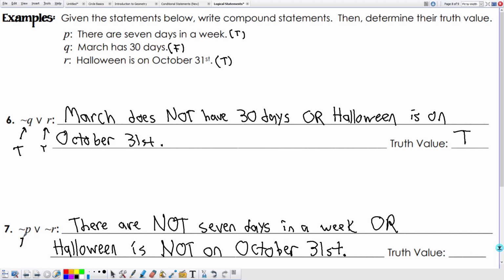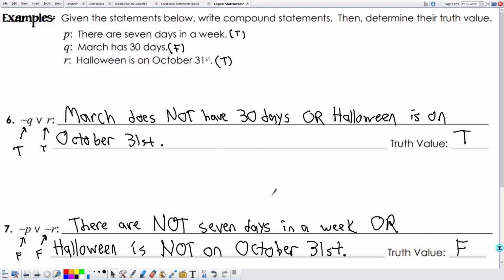So both of these would be false because their original truth values were true. Since we negated them, they end up being false. So the truth value in this one will be false as well. Okay, so that covers a lot of the basics.